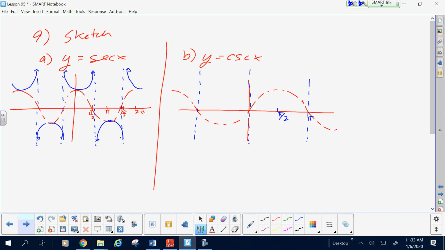Where is one of your asymptotes? 0. There's an asymptote at 0. True. What else? Yep. Okay. Give me the coordinates of a local minimum. Let's get some calculus talking. Give me the coordinates of a local minimum. Negative pi over 2, negative 1.